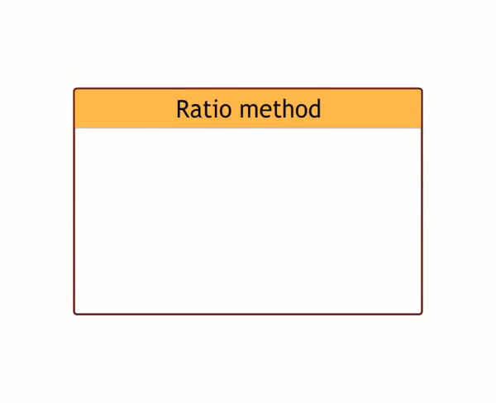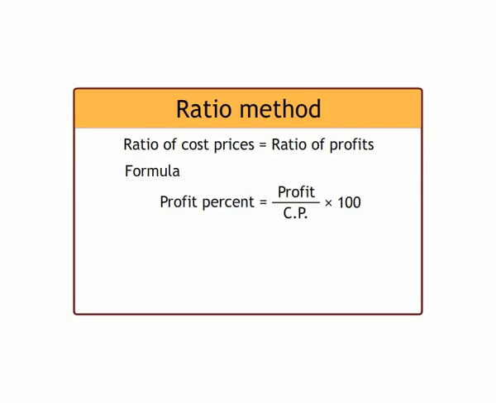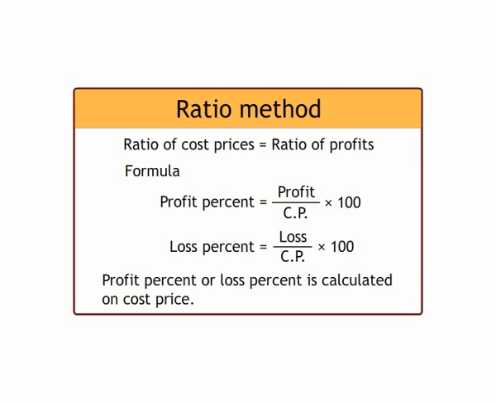The method of calculating profit percent is called the ratio method. Ratio of cost prices is equal to ratio of profits. The formula to find profit or loss percentage is as follows. Profit percent is equal to profit upon cost price into 100. Loss percent is equal to loss upon cost price into 100. Profit percent or loss percent is calculated on cost price.